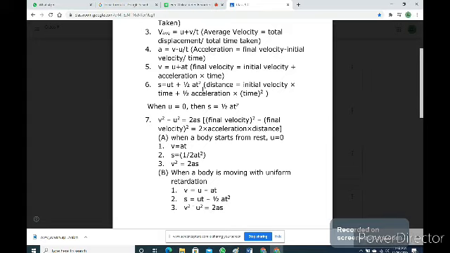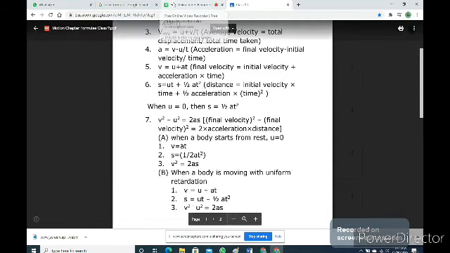And then when a body is moving in uniform motion, uniform retardation, v is equal to u minus at, s is equal to ut minus half at square, and then v square minus u square is equal to 2as. And with this we have learned the formulae of motion, and with this the physics chapter is finished.